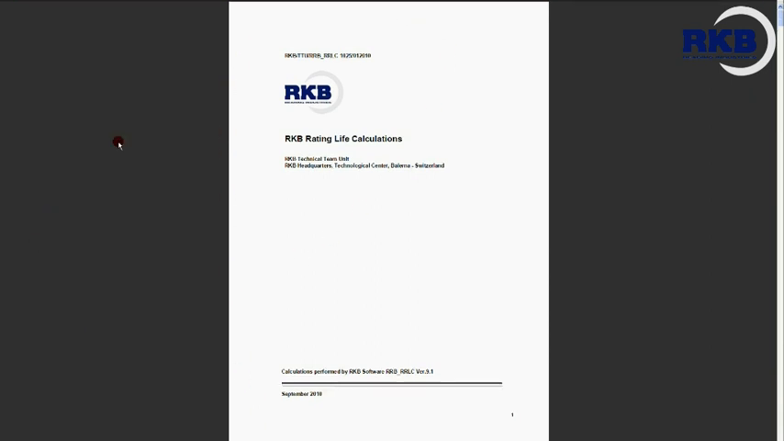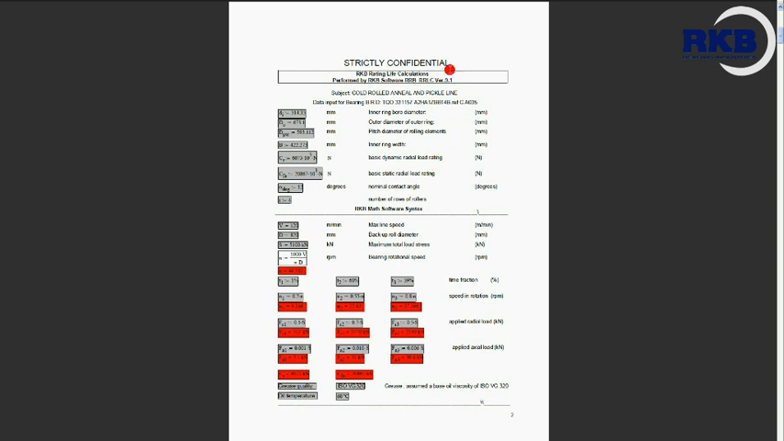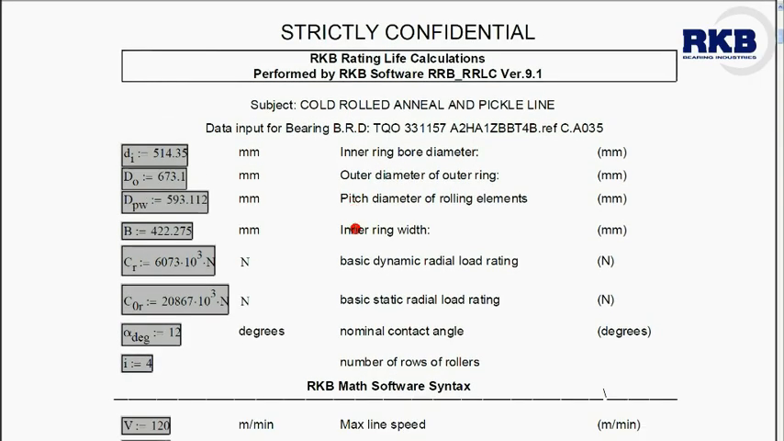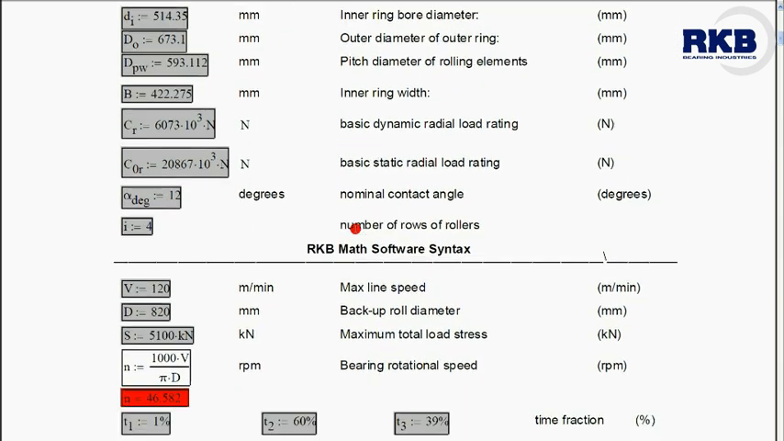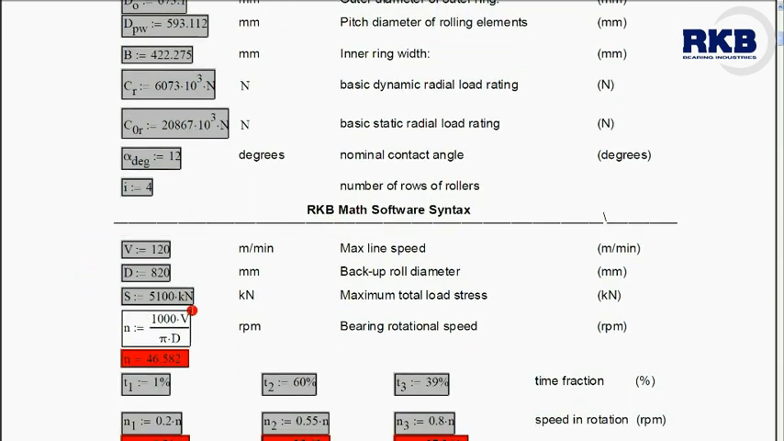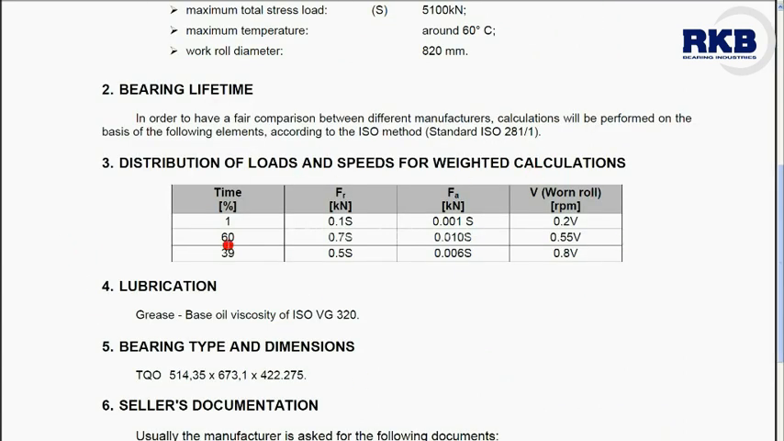In order to sustain the correct implementation of the ISO method without using empowered factors or formulae, the RKB rating life calculations software provides an explicit report containing all the mathematical background. All the data regarding the bearing type and application requirements are displayed on the second page. From the maximum line speed and the roll diameter provided by the customer in the technical specification, the bearing rotational speed is calculated.